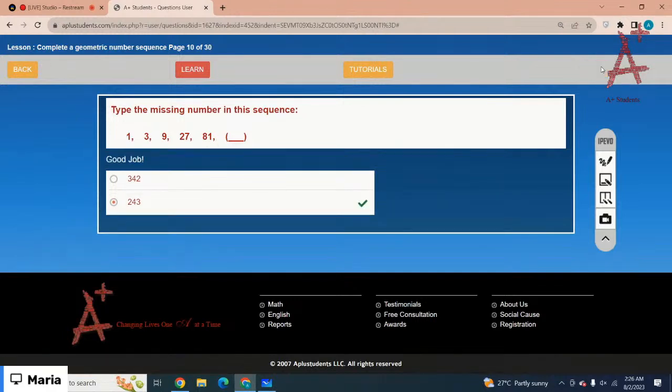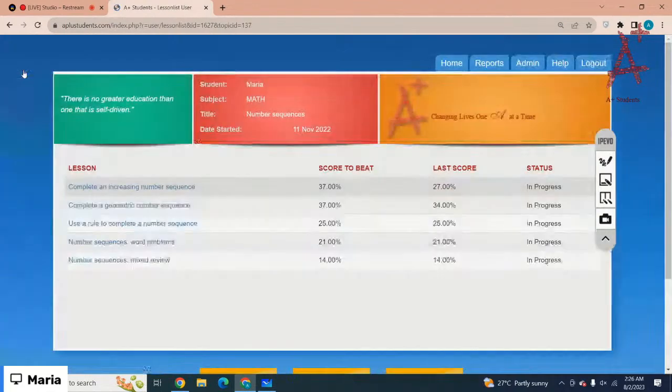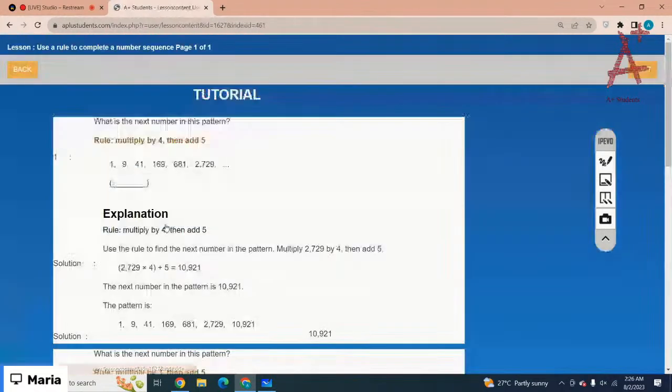Okay, we are done with the lesson. You can complete the lesson by yourself later today. Let me just move on to the next lesson. The next lesson is use a rule to complete a number sequence. So now we're going to calculate the rule to complete the number sequence, right? Okay, what is the next number in the pattern?